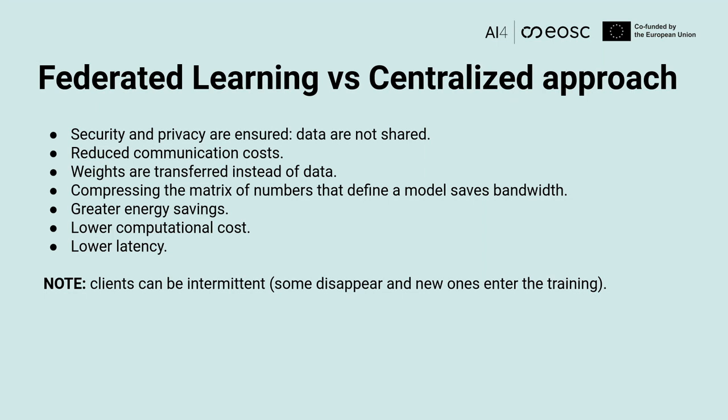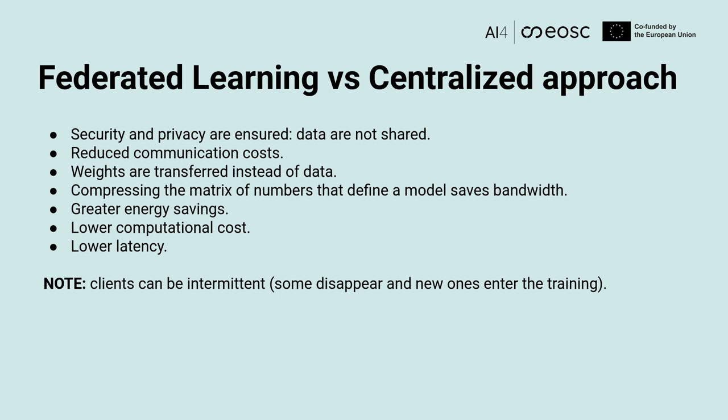In addition, we can get several advantages related to the reduced communication costs. We are saving energy, we are reducing the latency, because in the central approach we centralize all the data, then we train the model in the cloud in a central server, and we return back the predictions to each device, to each institution.